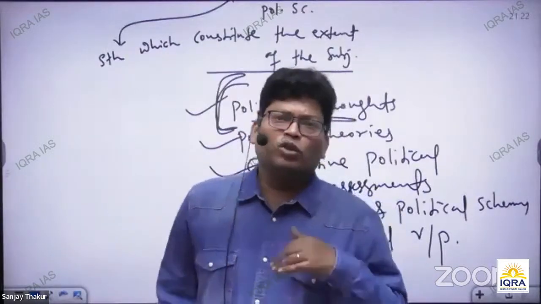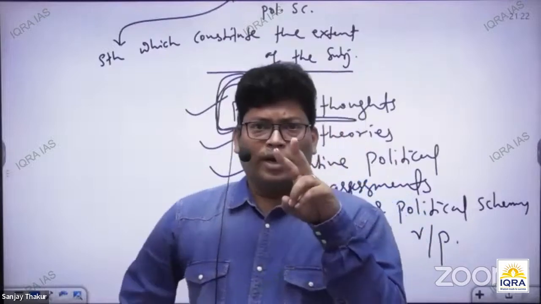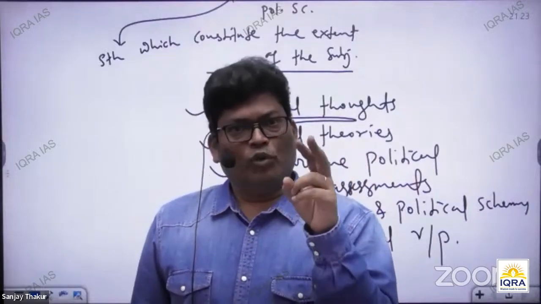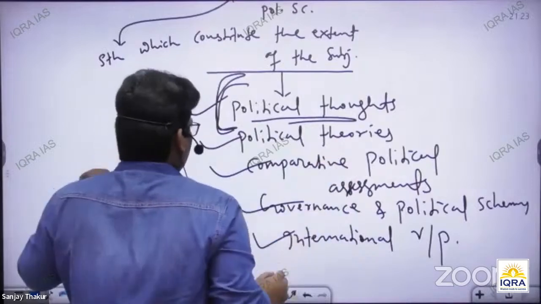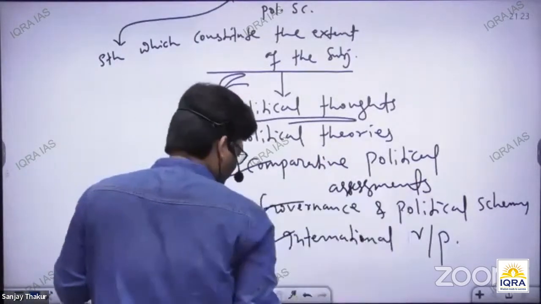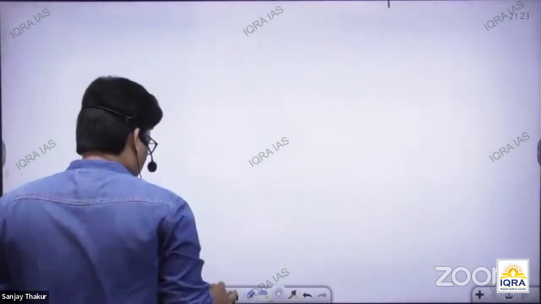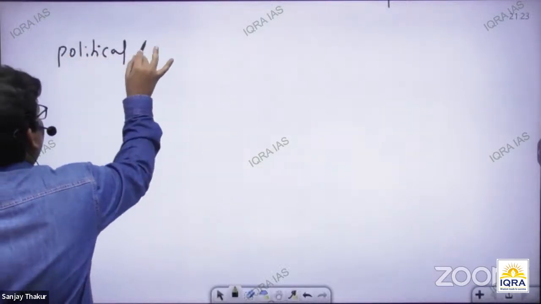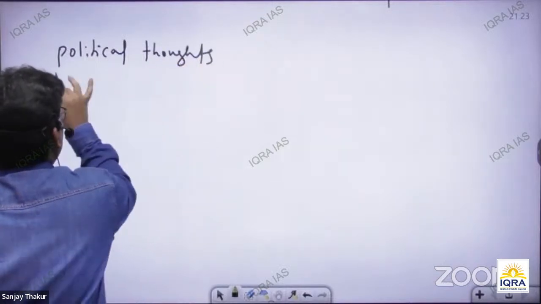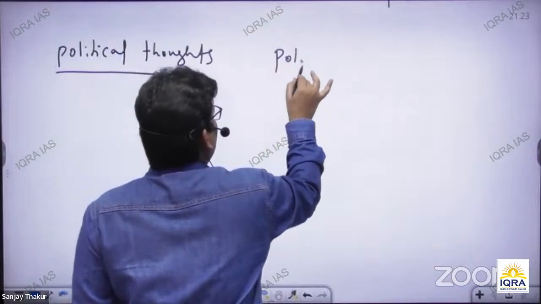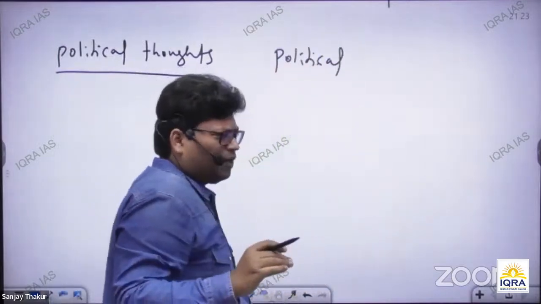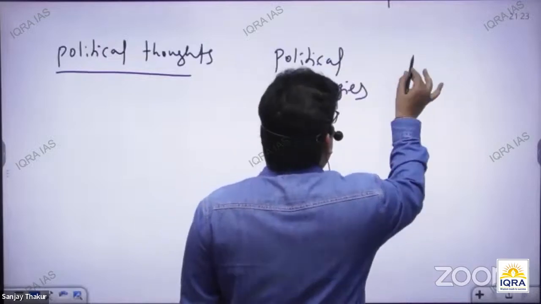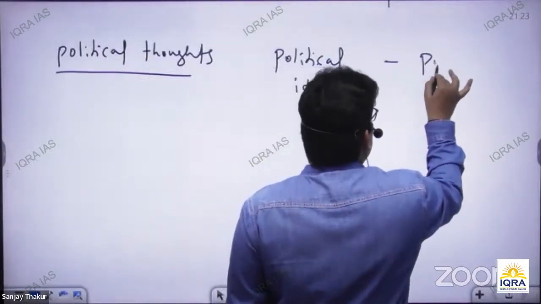But before going across political theories, we are supposed to get two important components accomplished in part A in paper one, and they are primarily the political thoughts and, secondly, political ideologies. Okay. So first of all, we will be doing political thoughts, then political ideologies, and after going through political ideologies, finally we will switch over to political theories.